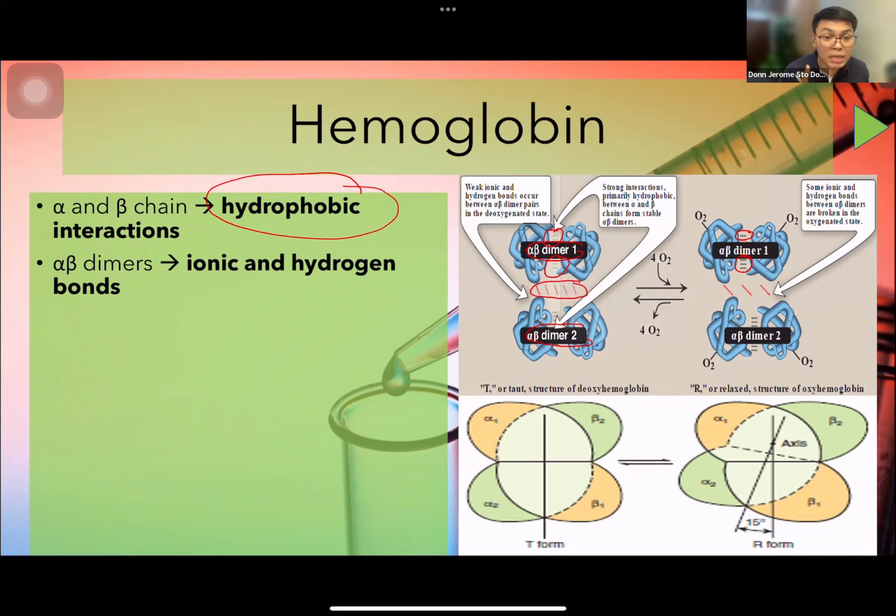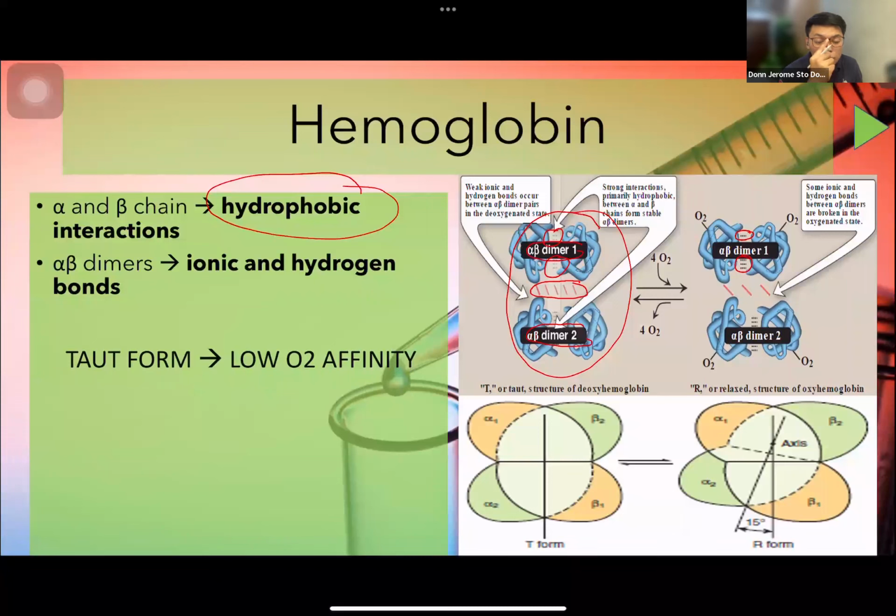In the absence of oxygen, we term that hemoglobin deoxyhemoglobin. The two AB dimers have a lot of polar bonds or ionic bonds, making them stiff. They would have restricted movement. This type of hemoglobin has restricted movement. So we call that the taut form, T form, or low oxygen affinity form.